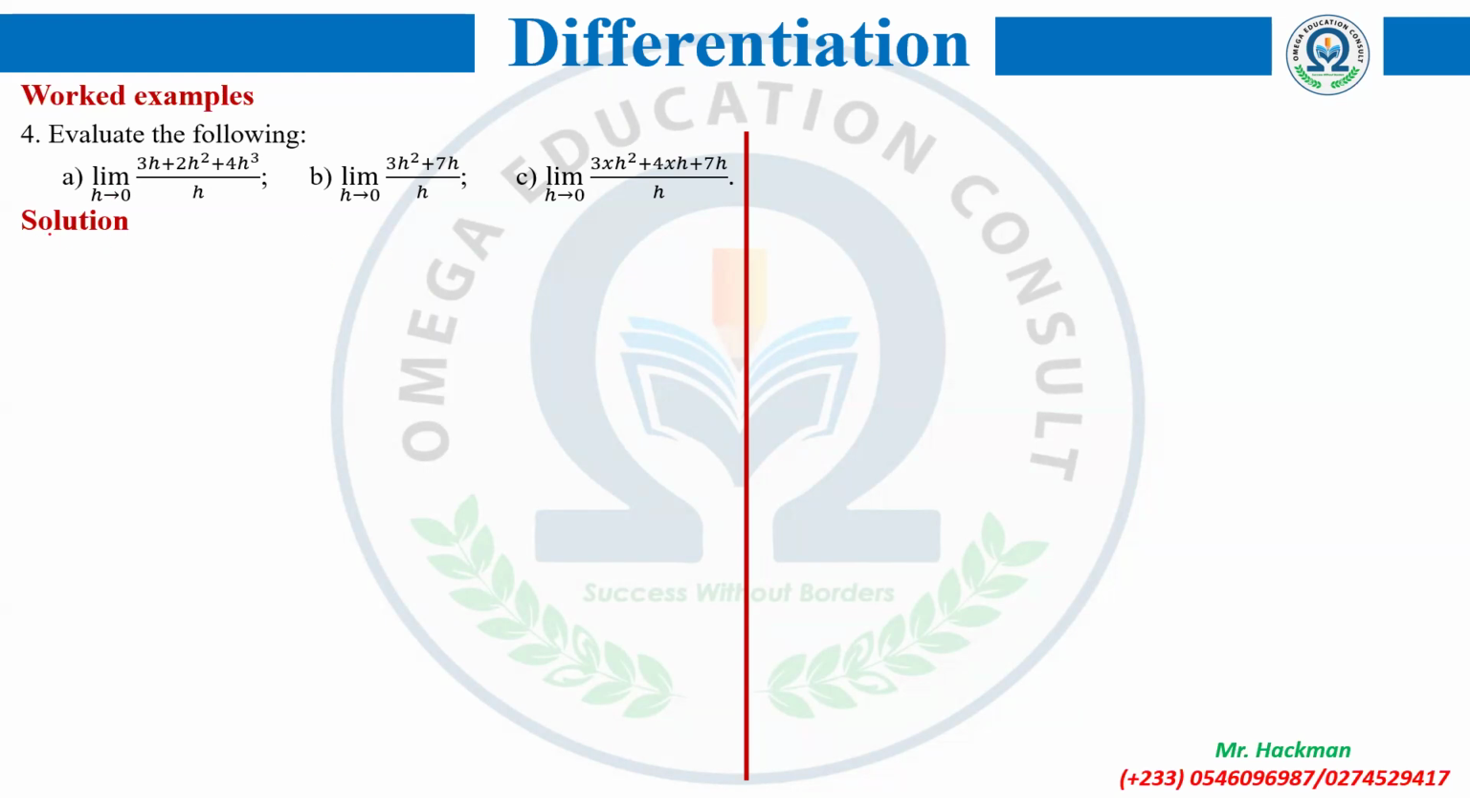So solution is what you write first, then you write the question number 4. So I come to question number 4a. What am I giving? The limit as h approaches 0 of what function? A rational function with the numerator 3h plus 2h squared plus 4h cubed, all over the denominator h. All correct? I hope my handwriting is legible.